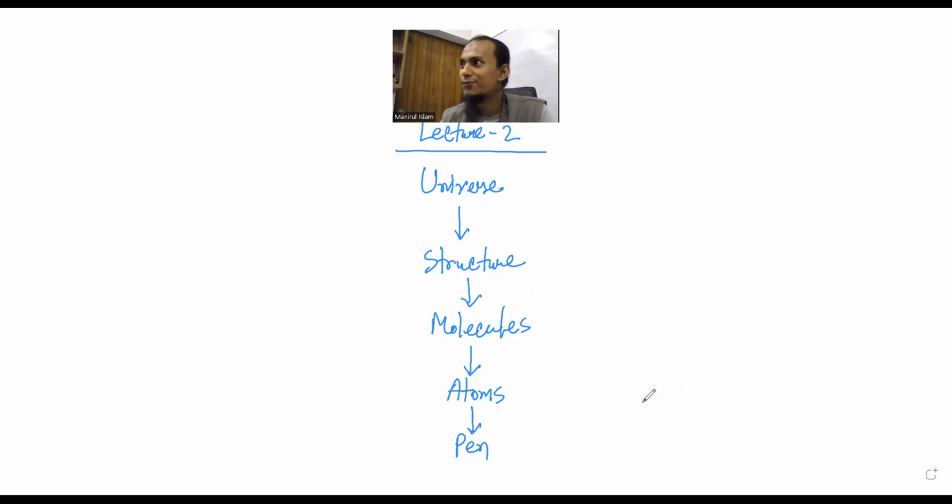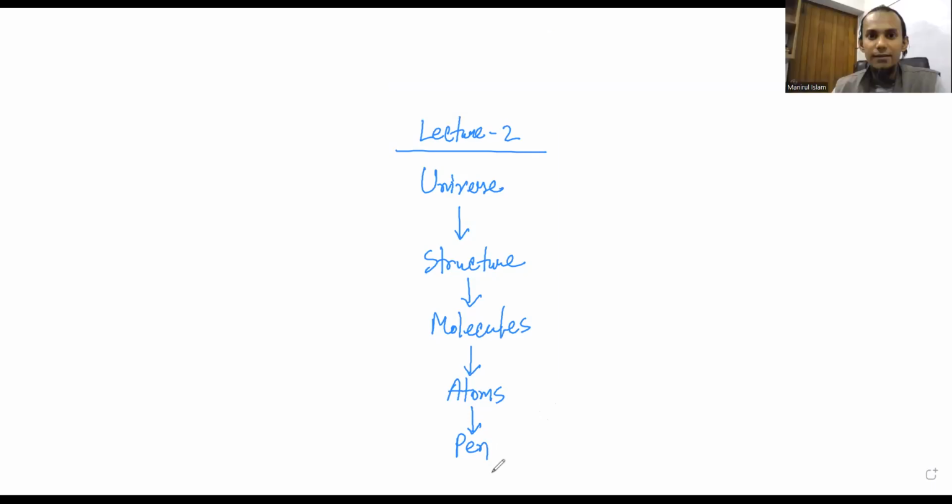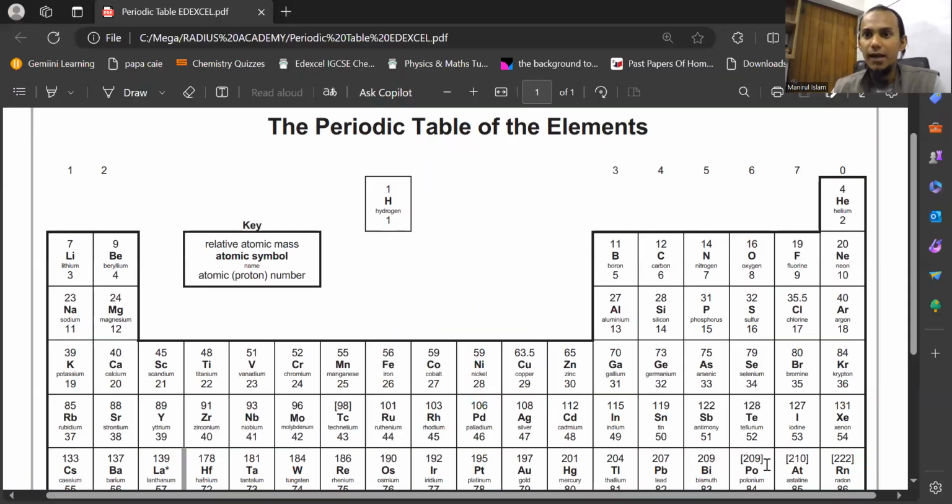Protons, electrons, and neutrons. Right? So everything we have seen in our periodic table, these are basically different elements like hydrogen, helium, lithium, beryllium, boron, carbon, nitrogen. Many of you know already, right?